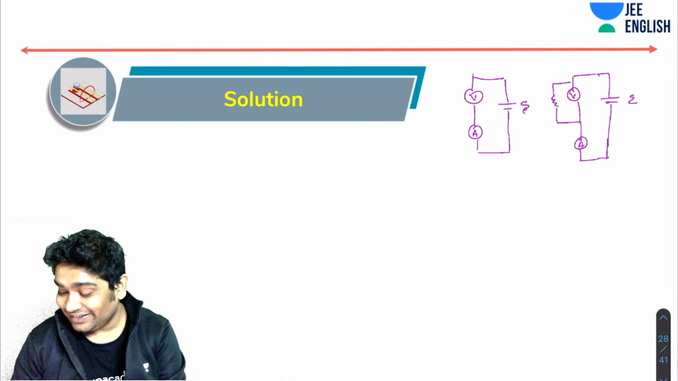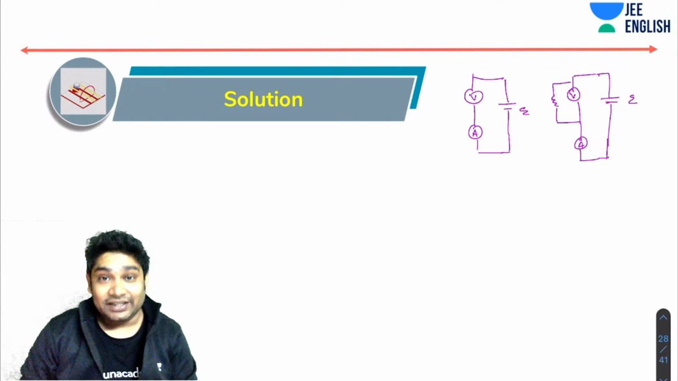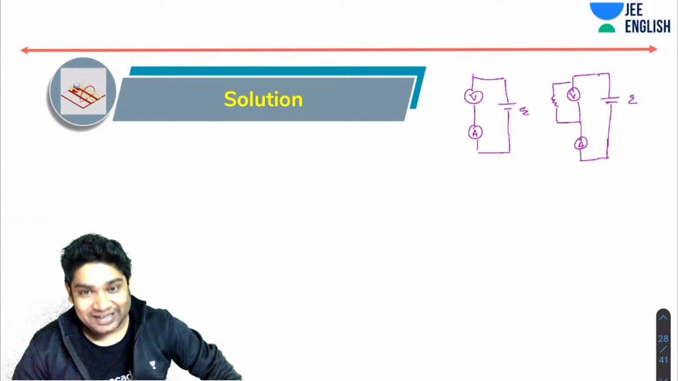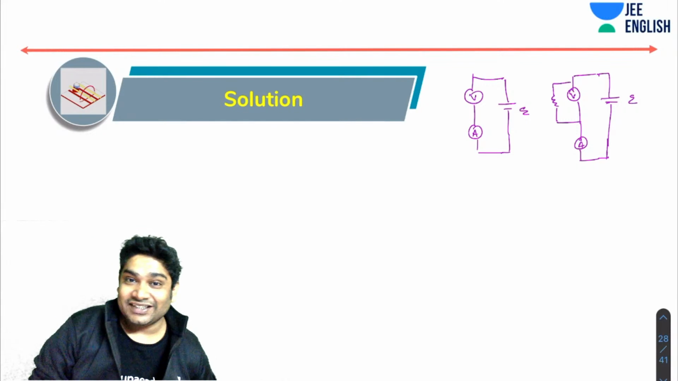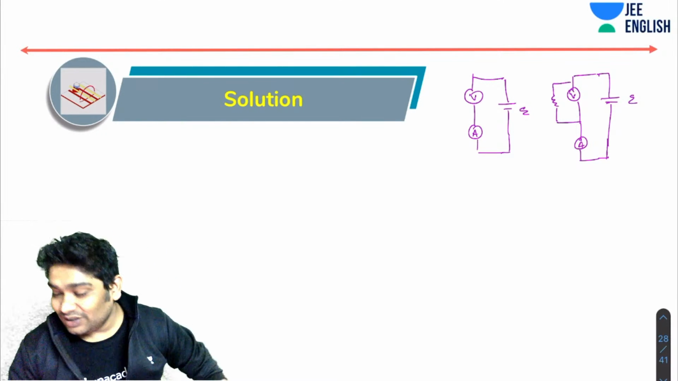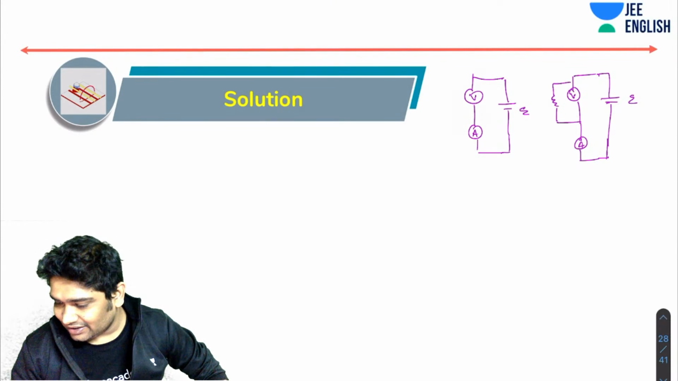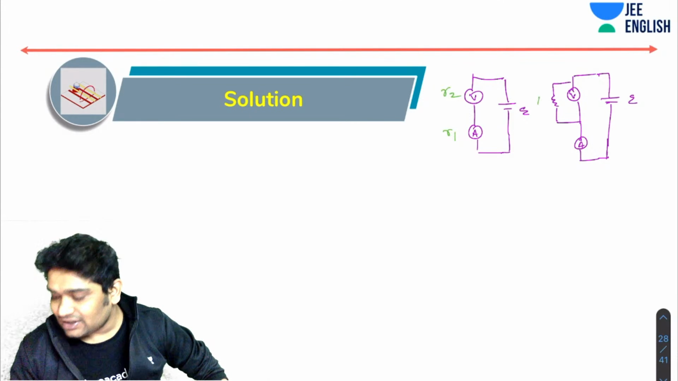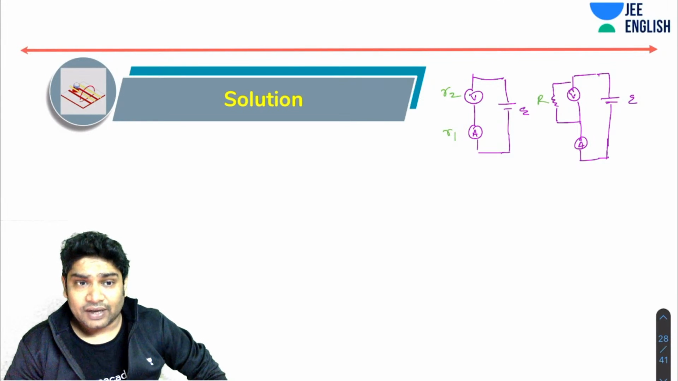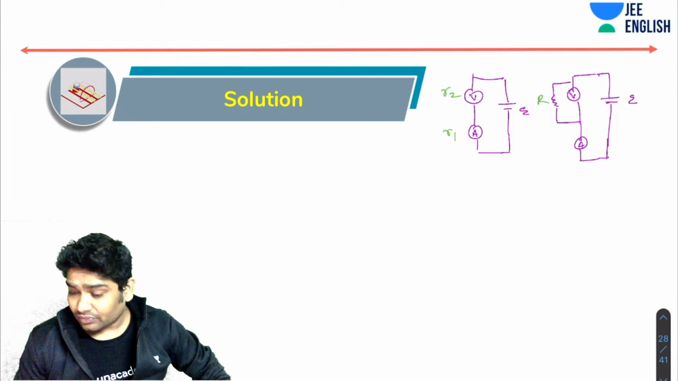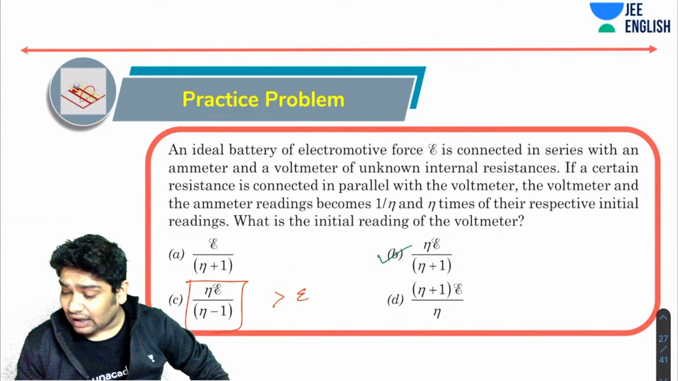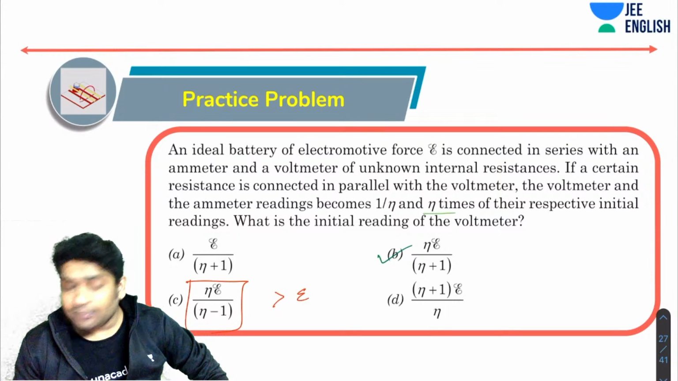Yes, I figured. But again, always check your answer logically, at least. That'll sometimes save you from marking the wrong answer. Okay. So let's imagine for the sake of simplicity that here the resistance is R2 and the resistance of this is R1 and the resistance that you connected in parallel is capital R. Let's imagine that. So if you connect this R in parallel, then the ammeter reading becomes eta times.